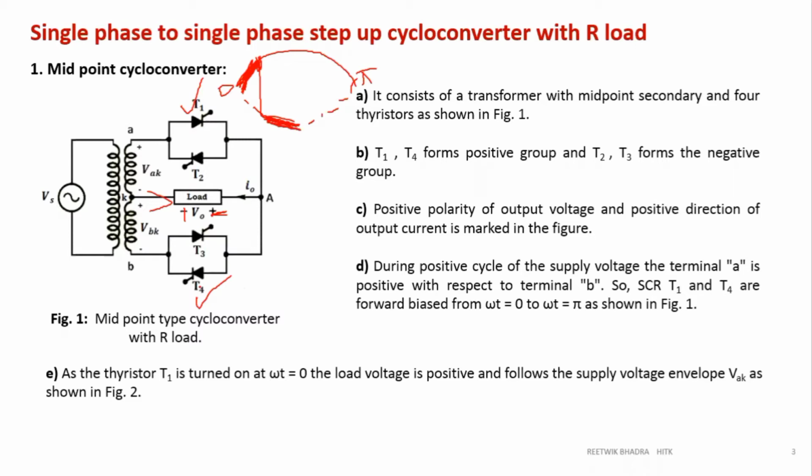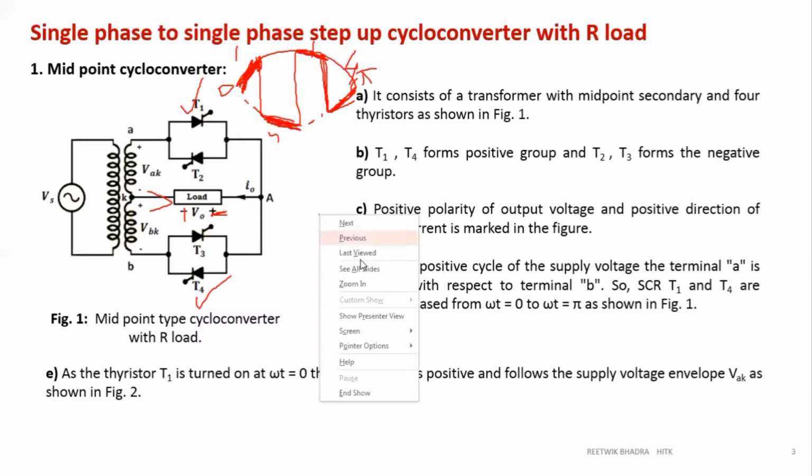Again, what I will do: force commutate T4, turn on T1. So it will be VAK. Again, force commutate this T1, turn on T4. So what will I get? This dotted line. So T1 for this, T4 for this, T1 for this, T4 for this. So one half cycle gets completed.